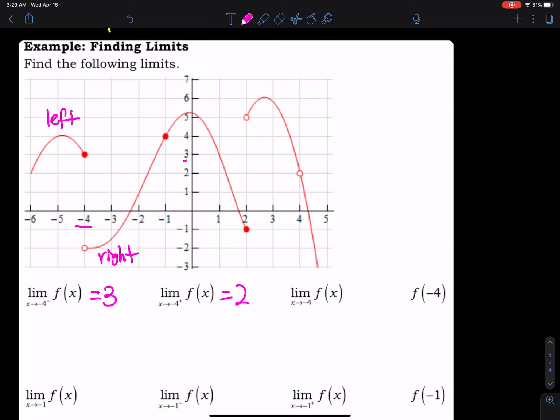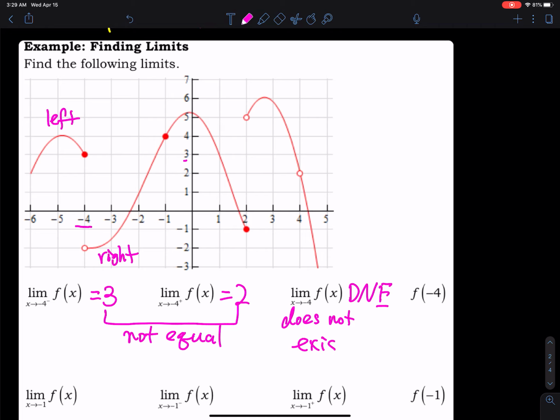That is equal to -2. Since they are not equal, what do we say about the limit as x approaches 4 from either side? We say the limit does not exist. DNE means does not exist.